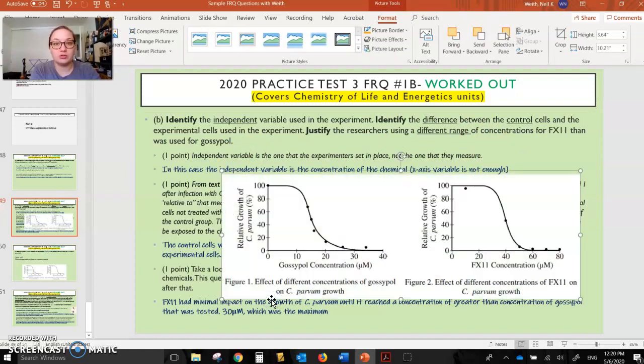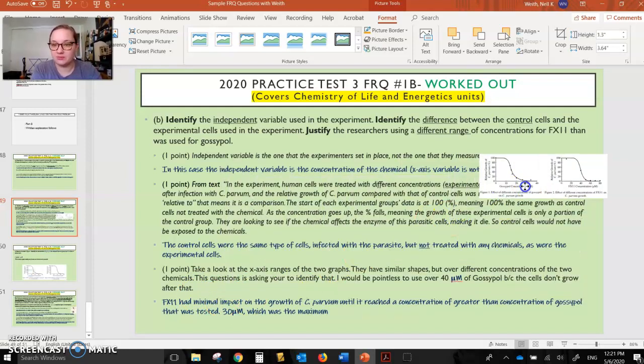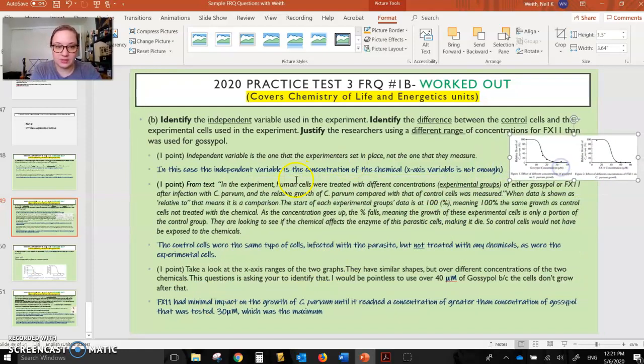This graph is pretty straightforward, right? The X-axis is our independent variable, and the Y-axis is the dependent variable, and in this case it's the concentration of Gossypol or FX2, or you could say of the chemicals. So you don't have to get specific. But in this case, the independent variable is the concentration of the chemical.